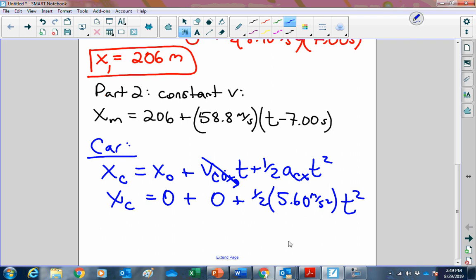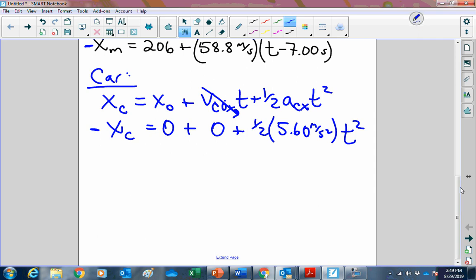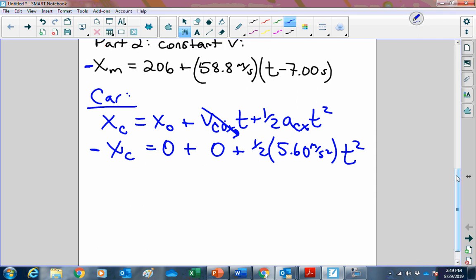So now I'm going to set the motorcycle equation and the car equation equal to each other to find out the time at which they are at the same position. And that's the part where the algebra gets a little bit ugly. But here, I set them equal, assuming same place, same time.